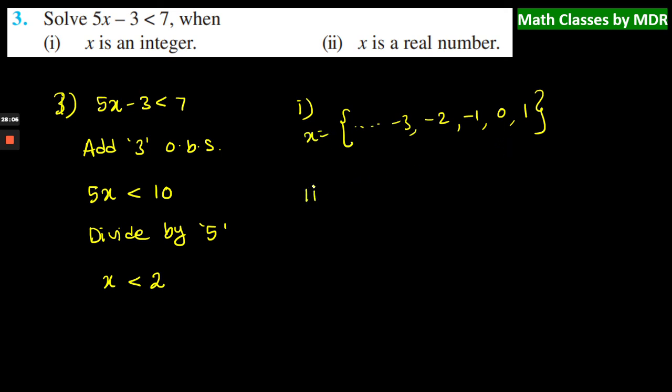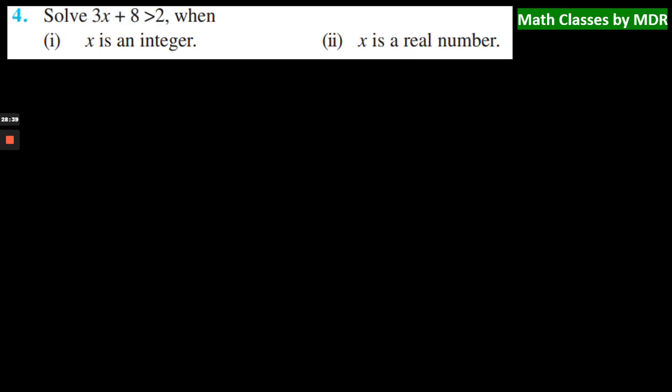What about the real number? If it is a real number, all the numbers less than 2 up to minus infinity. Which brackets do we have to use for the real number? The brackets we have to use are either open or closed brackets. Here it is less than 2, so 2 is not included, and minus infinity is also not included. So x belongs to minus infinity comma 2.